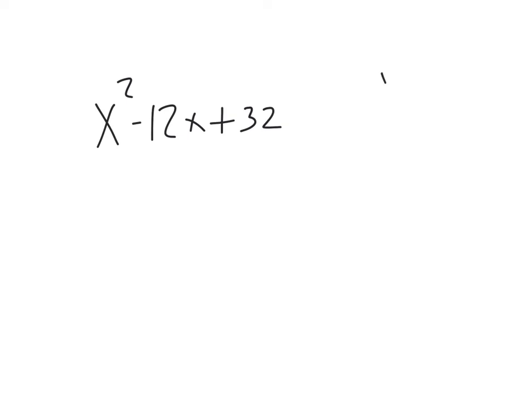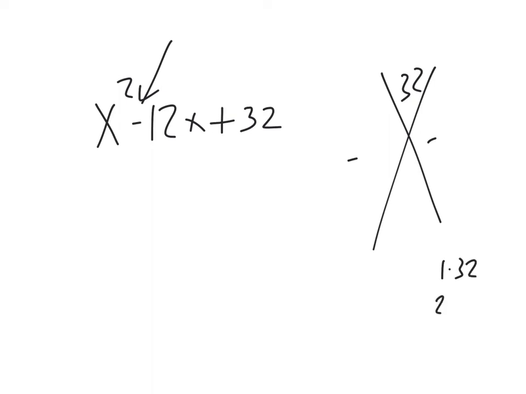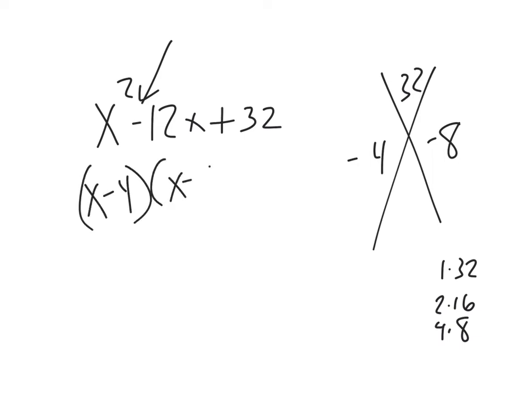Okay, so I'm going to start with my 32. That's positive, so my factors have to have the same sign, right? But this is negative, so that tells me they're both going to be negative. All right, so I'm looking at my factors of 32 here. Right there, 4 and 8, right? So minus 4 and minus 8. So I got x minus 4 and x minus 8. And those are my factors, and I'm done. Okay, if I'm just factoring, that's all I got to do.